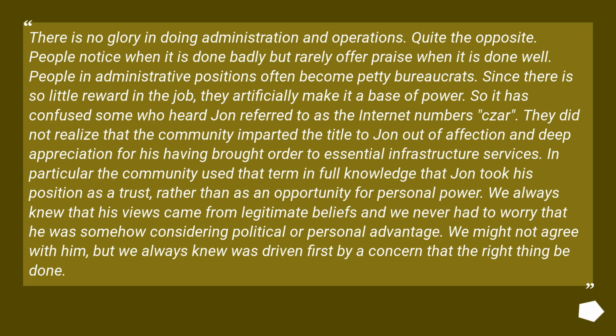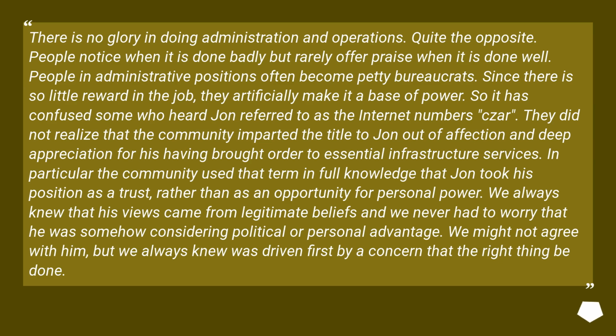"There is no glory in doing administration and operations. Quite the opposite. People notice when it is done badly but rarely offer praise when it is done well. People in administrative positions often become petty bureaucrats. Since there is so little reward in the job, they artificially make it a base of power. So it has confused some who heard Jon referred to as the internet number czar. They did not realize that the community imparted the title to Jon out of affection and deep appreciation for his having brought order to essential infrastructure services.